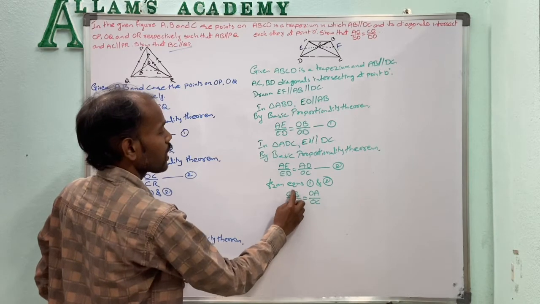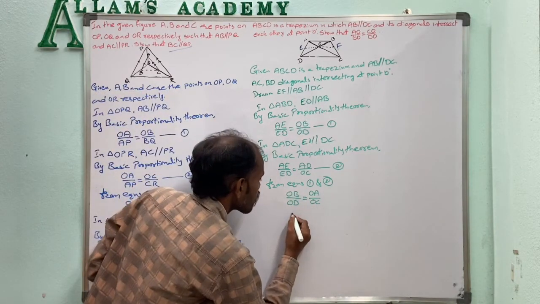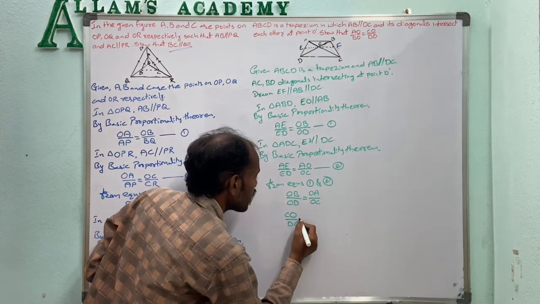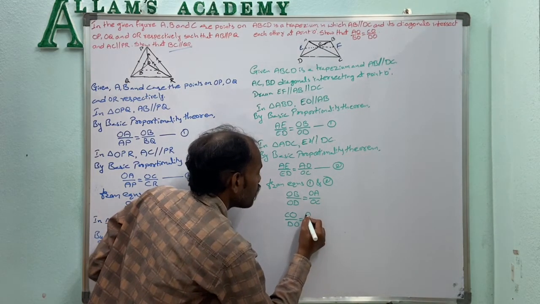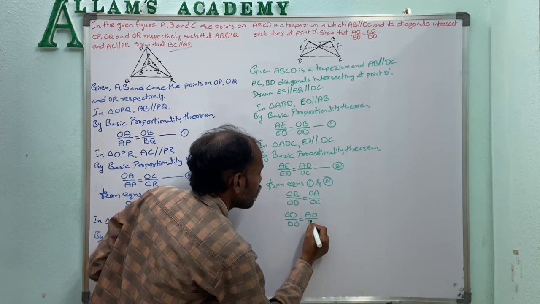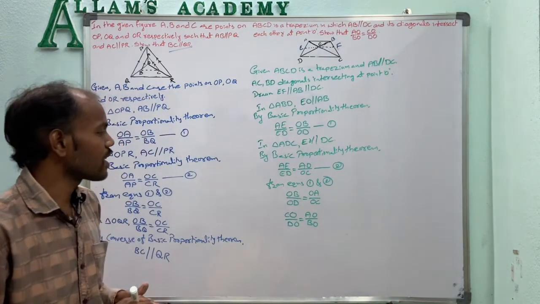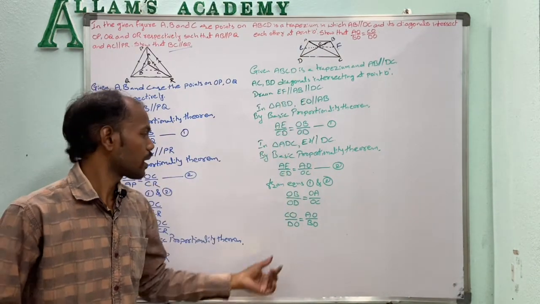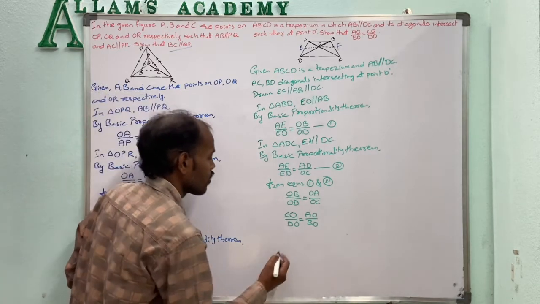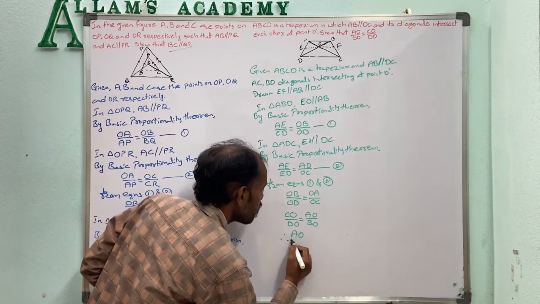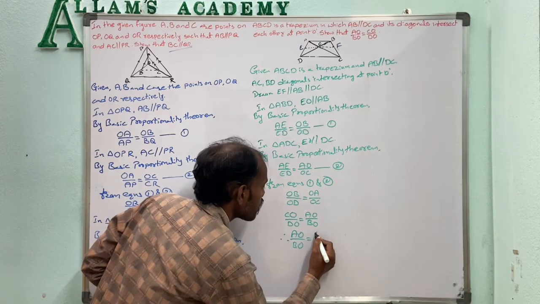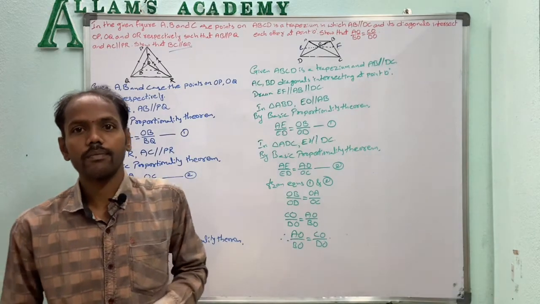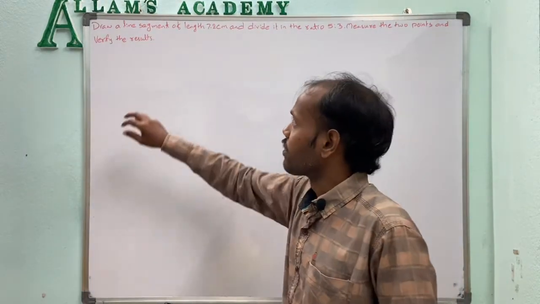That means we do cross multiplication. So OC by OD equals OA by OB. So our answer is in terms of AO, BO, CO, DO, and for that purpose I have also written it in this manner. Therefore, AO by BO equals CO by DO. Okay. And the next problem given here.